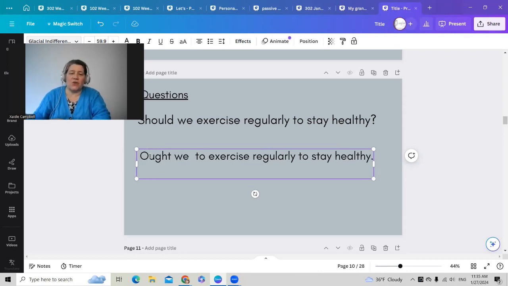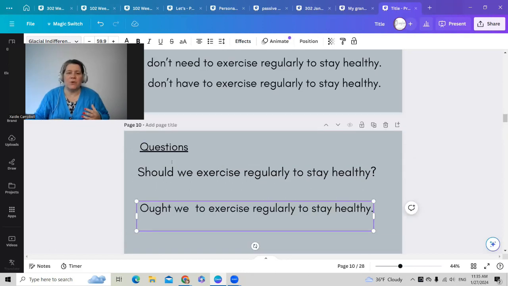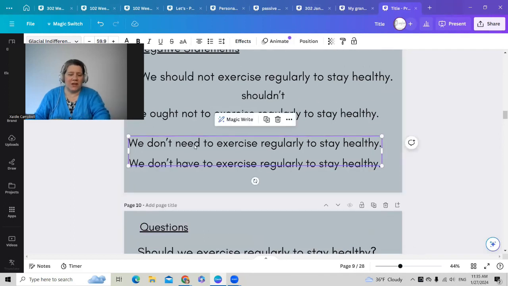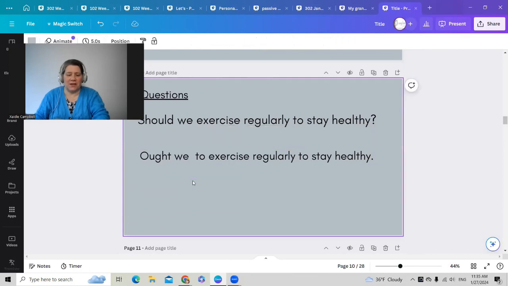And you should know that the use of ought is not very common. We don't use ought we hardly ever. So you will see it in the grammar books. It's not something you will hear very frequently. You will hear should, you will hear need to, and you will hear have to in this case.